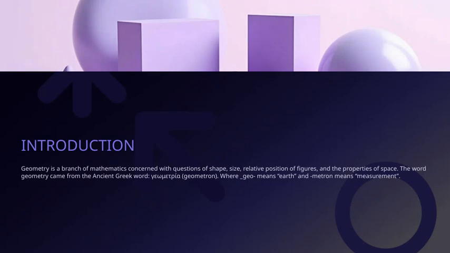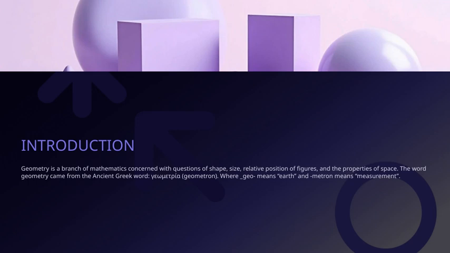At its core, geometry is a branch of mathematics that focuses on questions about the shape, size, and position of different figures. It also deals with the properties of space around us. When we think about geometry, we're essentially asking how objects relate to each other in space, how big they are, how they fit together, and how they are positioned.